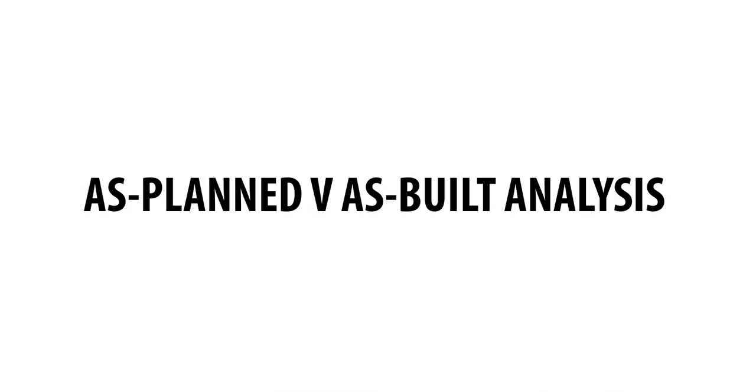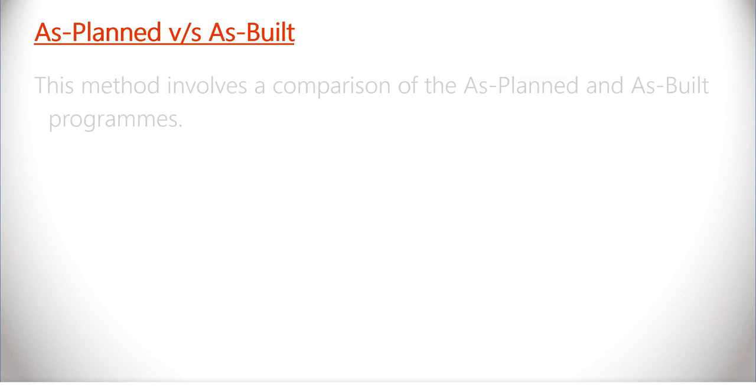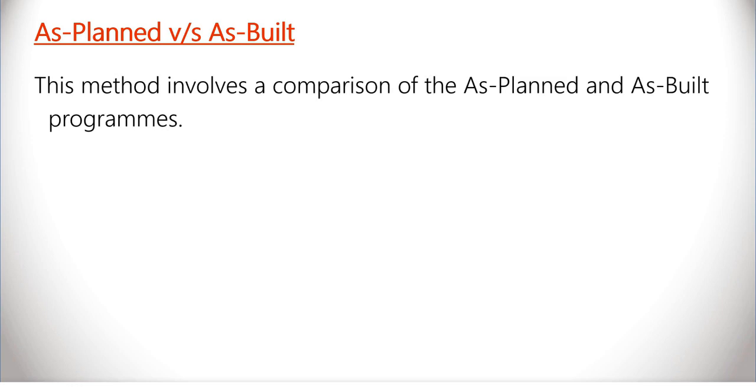In this module, I'll give you a demonstration of the as-planned versus as-built analysis. This method involves a comparison of the as-planned and as-built programs. This method is widely used in EOT claims and is based on an analysis of the variance in duration between the two programs. This variance is suitably backed up with a cause and effect analysis which details the delay and disruptive events and the resultant impact of the same to the program.